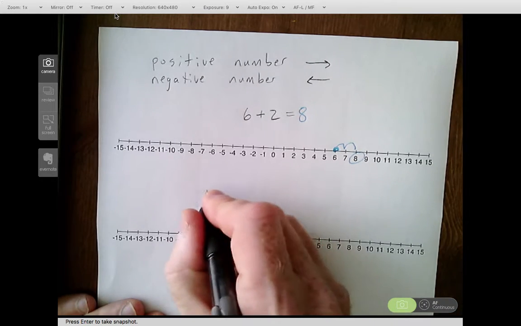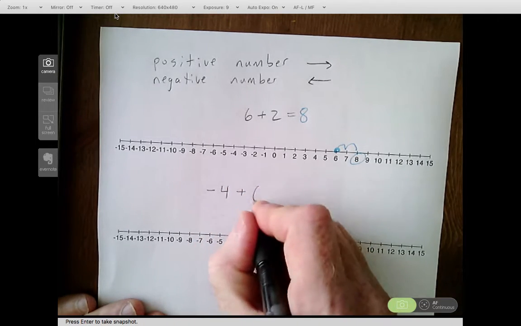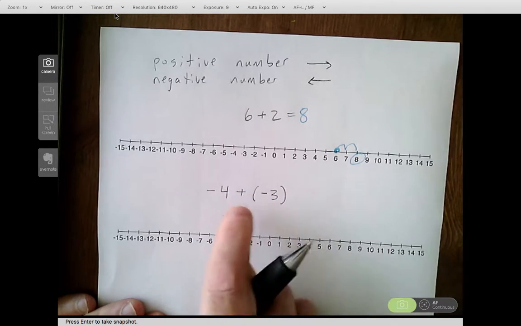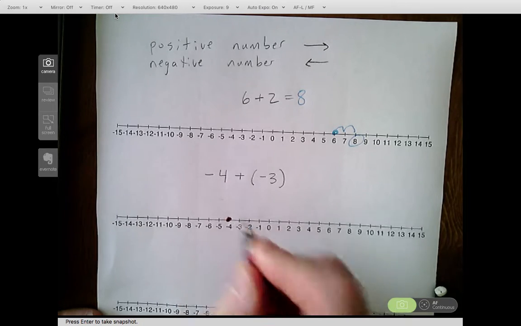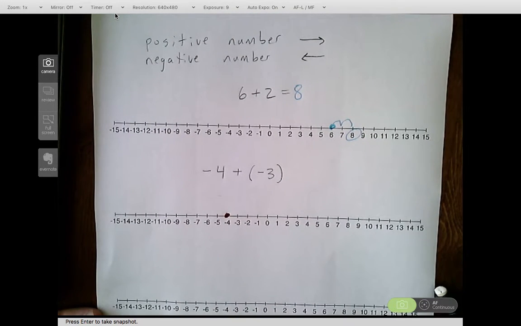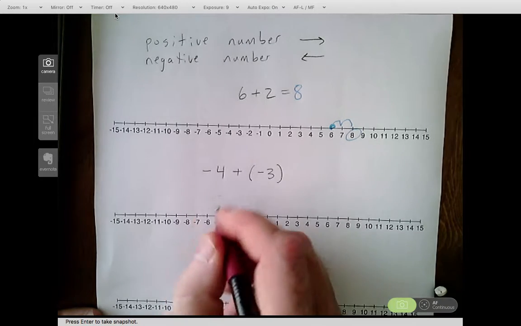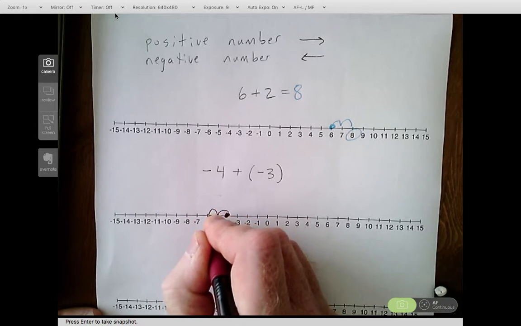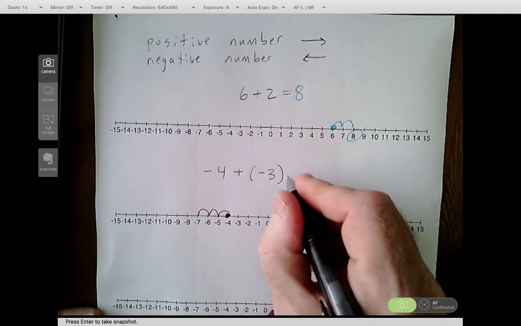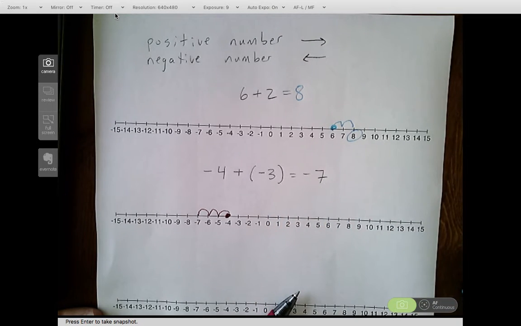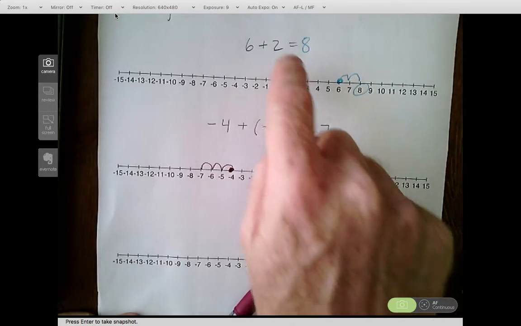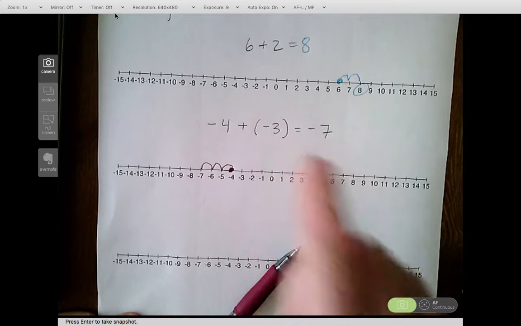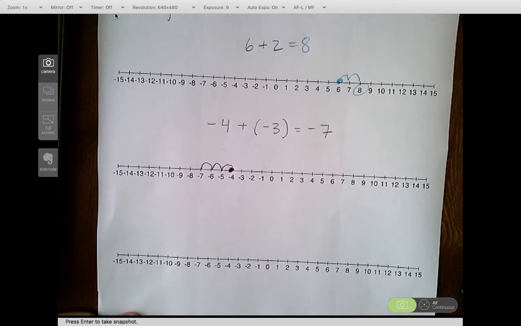So what is negative 4 plus, again, we'll use parentheses here just to separate the signs, plus negative 3. And they do that in the book too. Okay, so we'll start at negative 4, which is right there. And we're going to add negative 3. So that means we're going to go to the left 3 places. 1, 2, 3. And we get negative 7. Okay? So just a couple more. I think it's pretty straightforward when you add 2 positives and 2 negatives, but it's when you have different signs that things get a little weird.